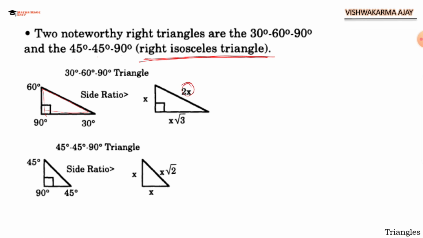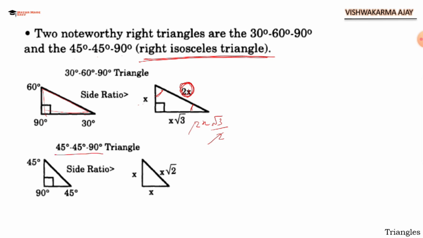Hypotenuse is 2x, then the side opposite to 30 degree will be half of it. If it is 2x, this is going to be only x. And the side opposite to 60 degree is root 3 times the other side, meaning that it is root 3 upon 2 times the hypotenuse. Like it was 2x, but it is root 3 upon 2, so the 2 gets cancelled and we are left with root 3x.